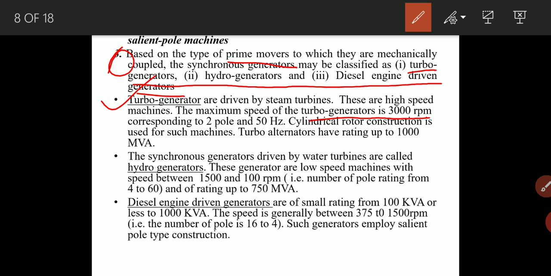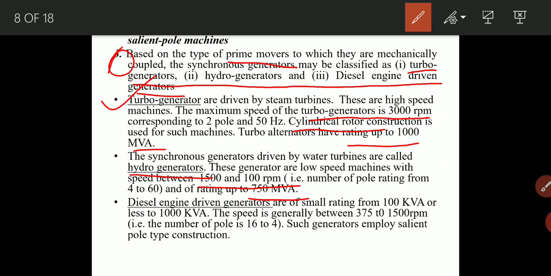And which type of rotor construction is required for such a machine? Cylindrical rotor construction. This type of alternator has a rating of up to 1000 MVA. Second, the hydro generator. Synchronous generators driven by water turbines are called hydro generators. Its speed range is about 1500 to 100 rpm and its rating is up to 750 MVA.